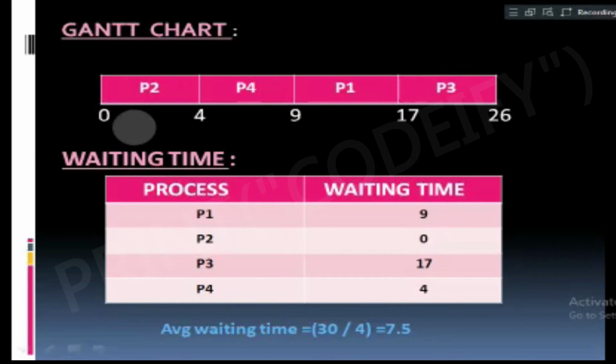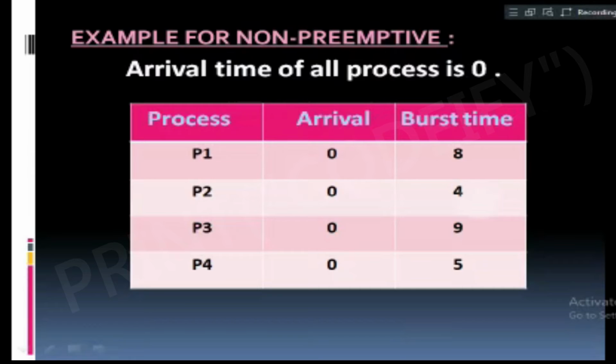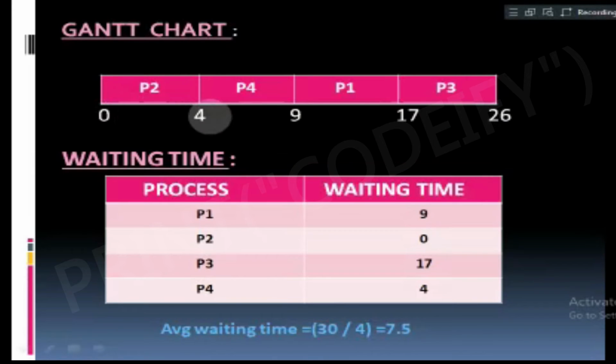So, Gantt chart. P2 has the smallest burst time. So, P2 will execute first, then P4, P1 and finally P3. Next, waiting time. It is calculated as arrival time minus waited time. So, P1 9, P2 0, P3 17 and P4 4.